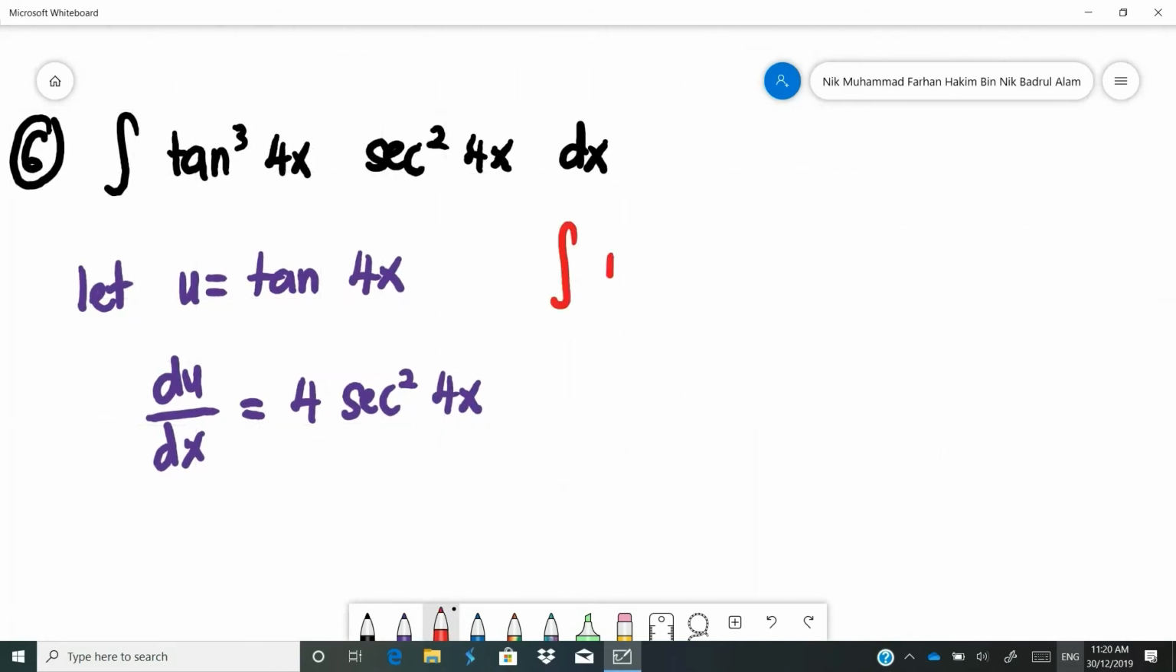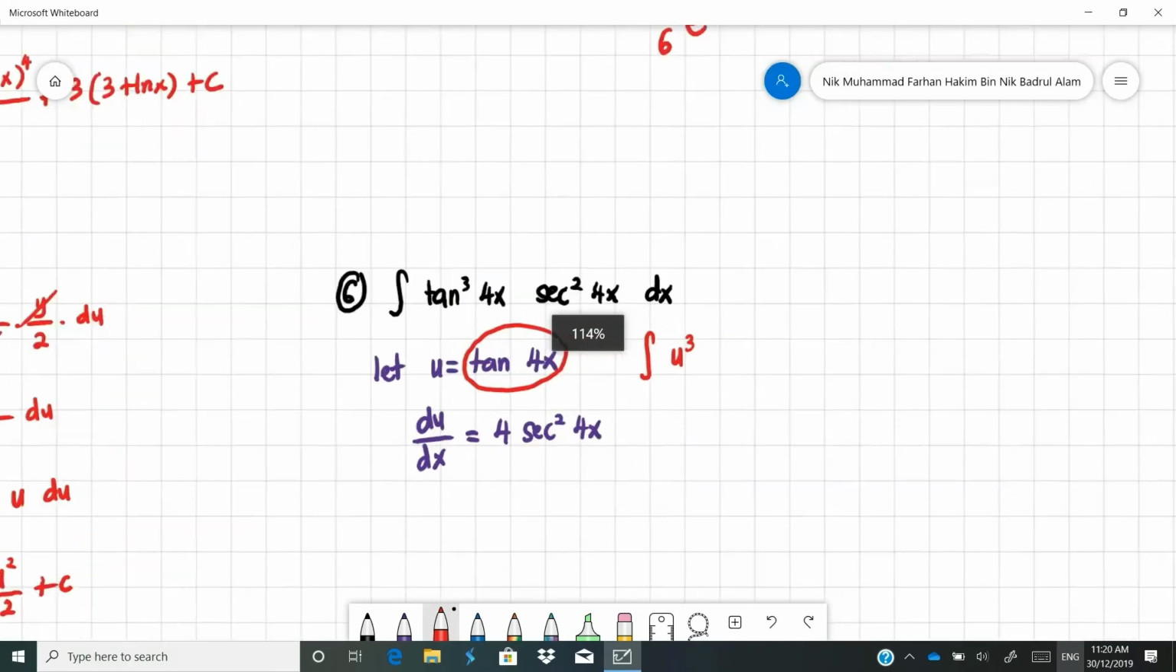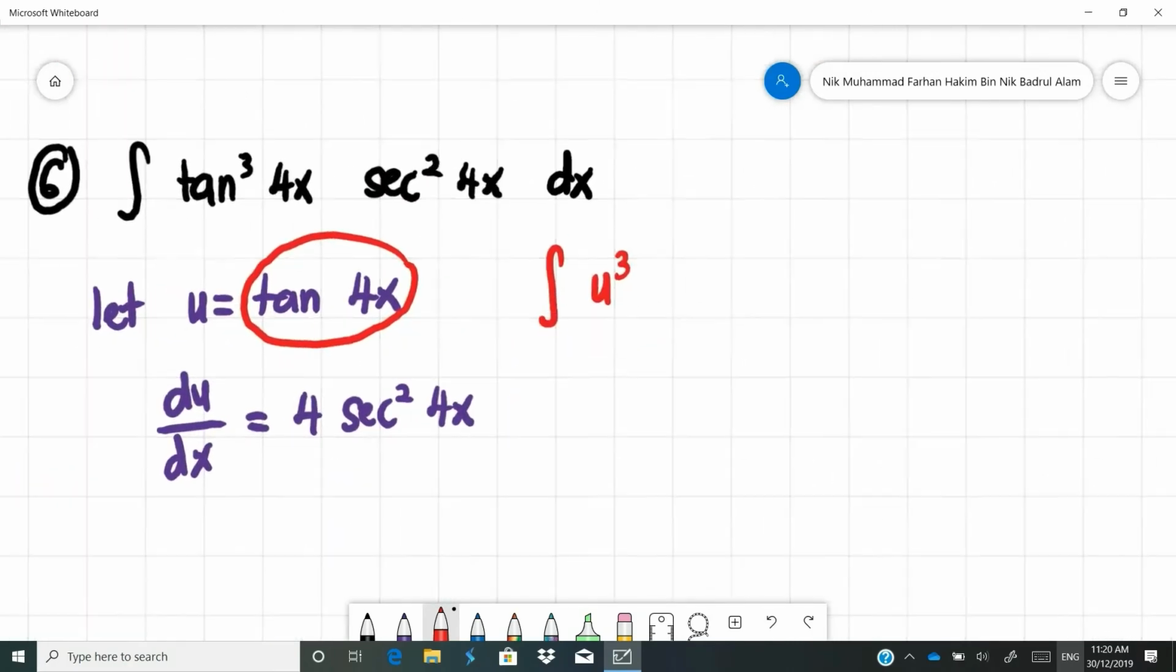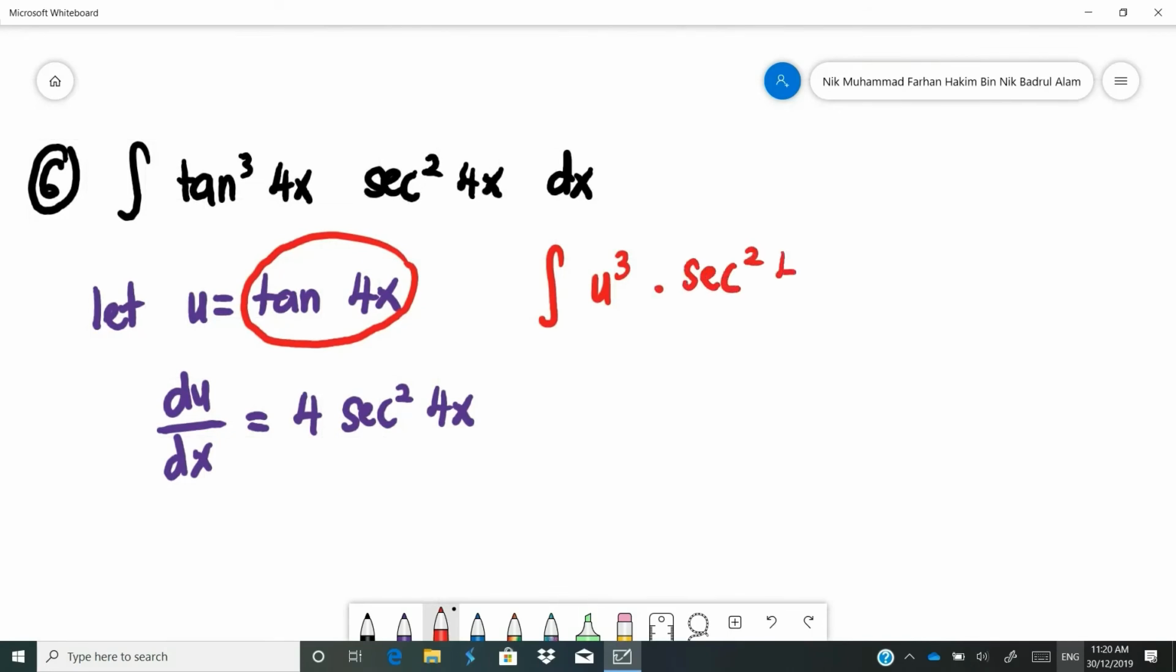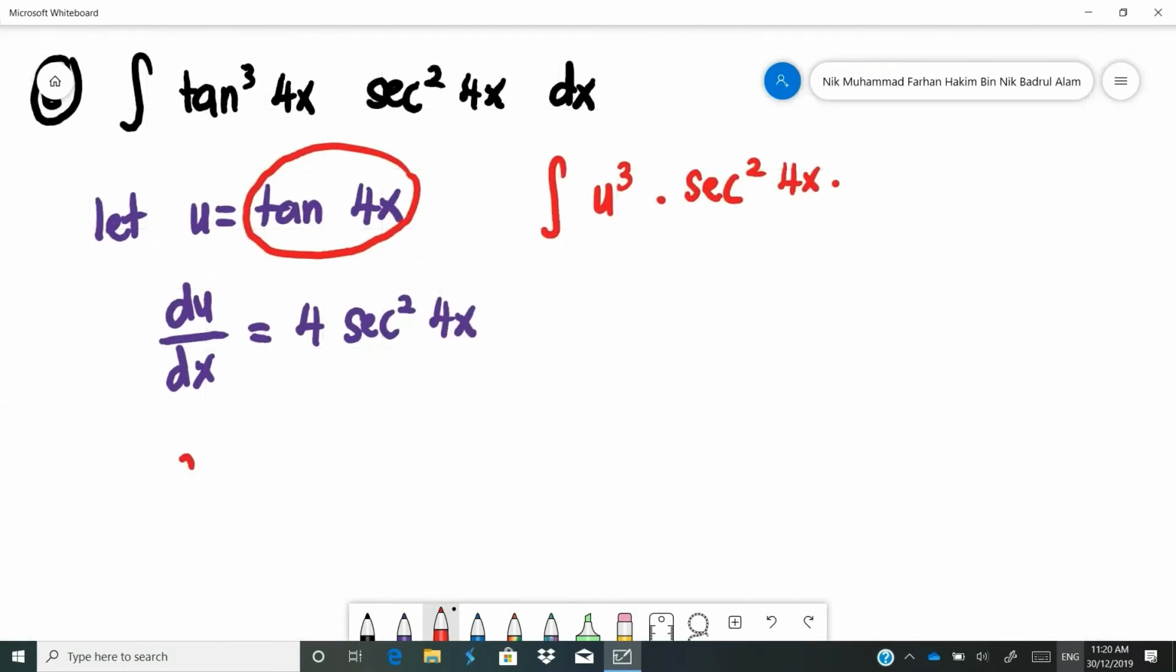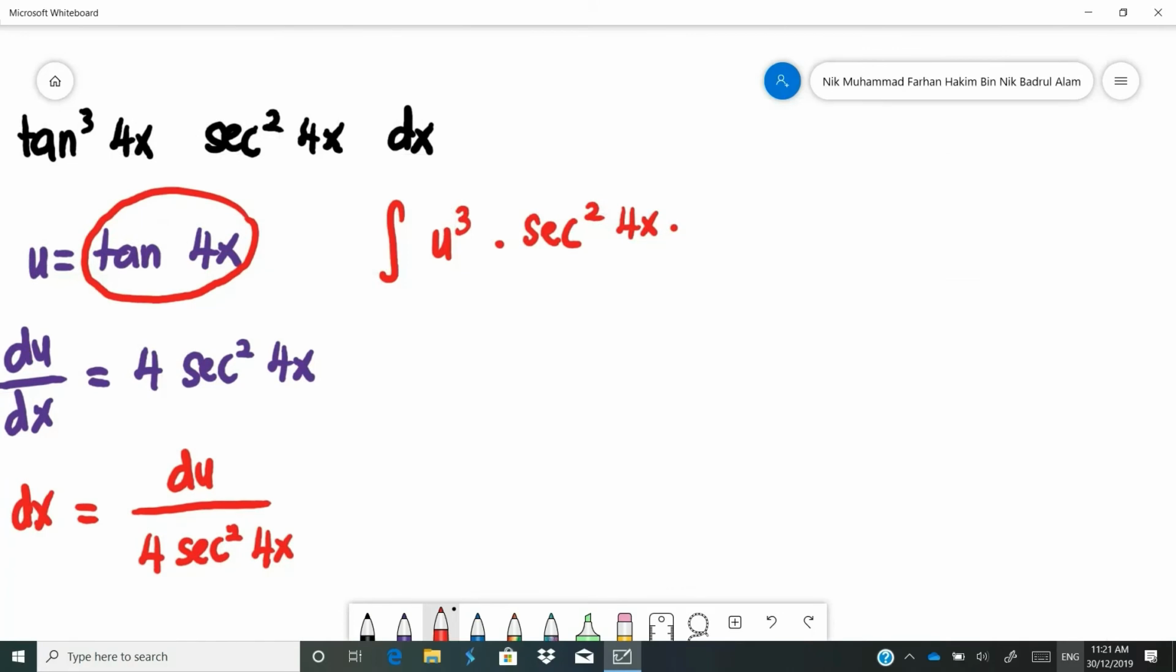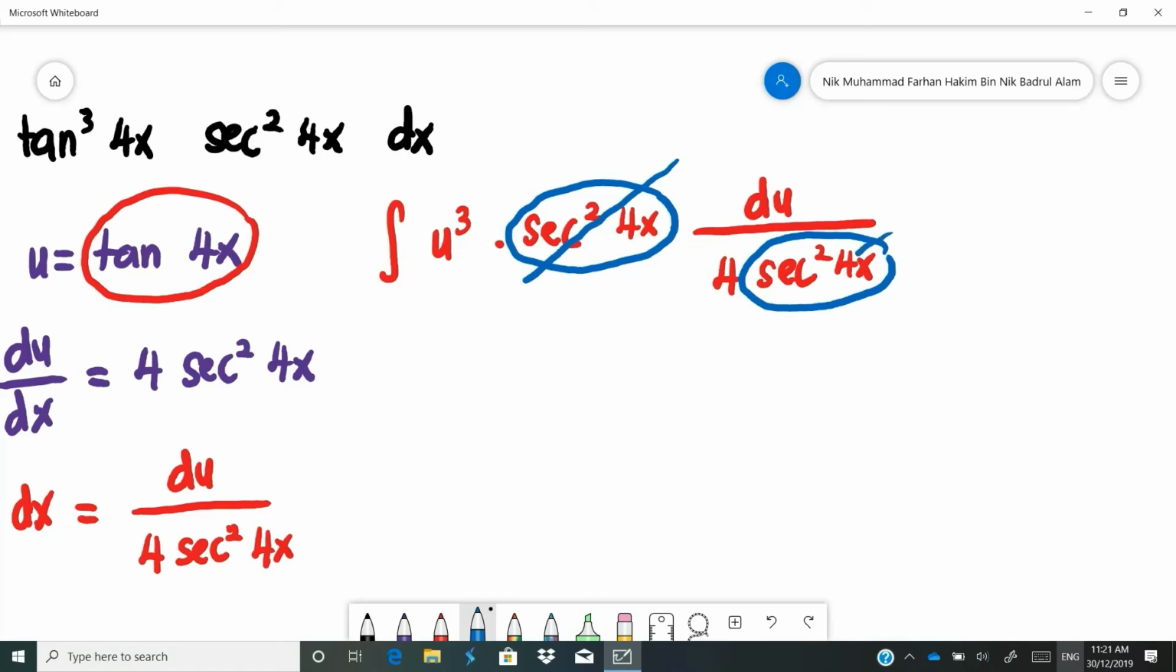So you'll have u to the power of 3, because we only let u be tangent 4x, but we have the power of 3 here, that's why u to the power of 3 is here. Now we'll have secant square 4x. We didn't disturb anything there. But dx, I didn't let dx be the subject, so dx is du over 4 secant square 4x. Can't you see that secant square 4x and secant square 4x here can be cancelled out simply like this?